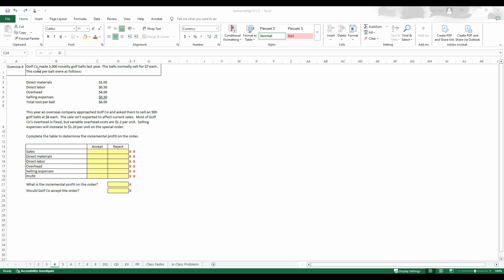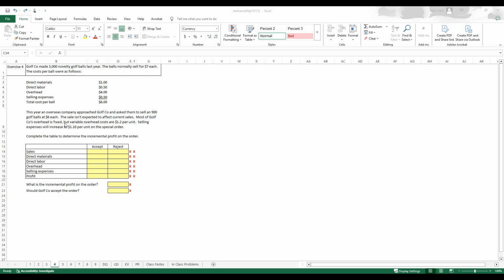So in exercise number 4, it says, golf company, we made 3,000 novelty golf balls, sell for $7 each, and the cost of the golf balls are this. Total cost per ball, $6. And this year, an overseas company approached us and asked them to sell 900 golf balls at $6 each. The sale isn't expected to affect current sales.